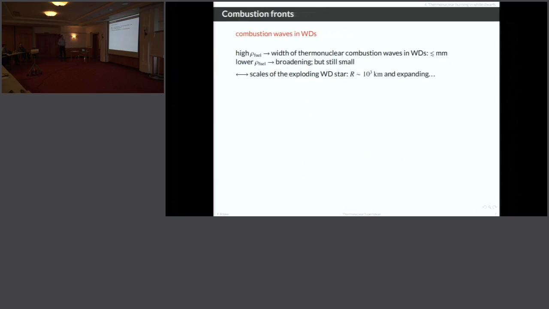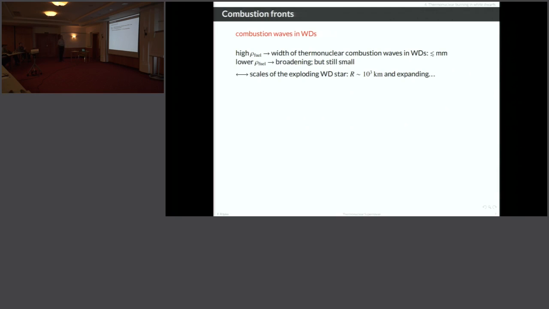Okay, so combustion waves in white dwarfs are characterized as such. At high fuel densities, the width of these combustion waves is very small because of the very high temperature sensitivity of the reaction. It is less than millimeters. Then, of course, the front propagates from the ignition near the center of the white dwarf outwards. The material expands, and therefore the fuel density gets lower. This leads to a broadening of the combustion waves, but they are still small compared to the scales of the exploding white dwarf.